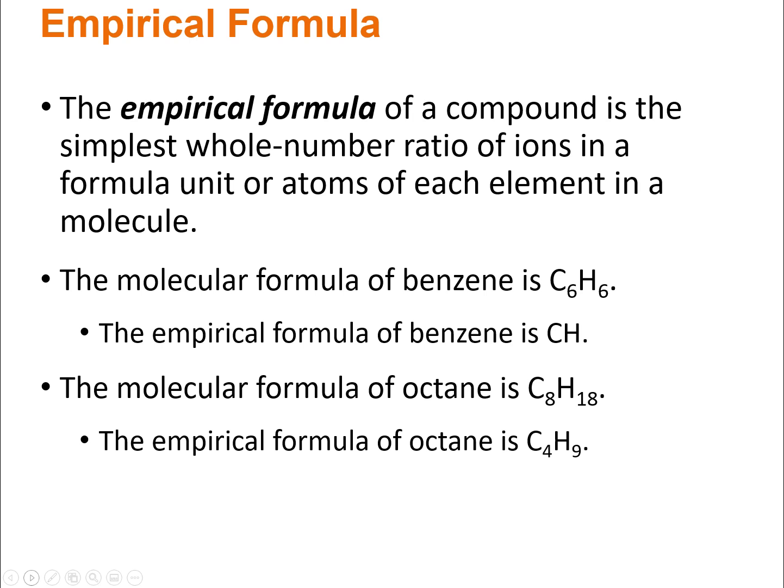We've been talking a lot about number of moles, doing calculations on amounts of moles and stuff like that, mass. But we haven't really looked at the compound itself. We're going to talk about empirical formulas for a second, do some calculations, and then we're going to talk about molecular formulas. The empirical formula of a compound is just the simplest whole number ratio of ions in a formula unit or atoms in a molecule.